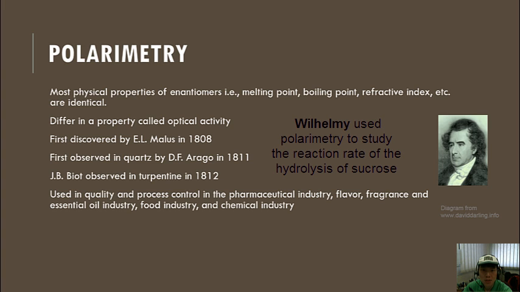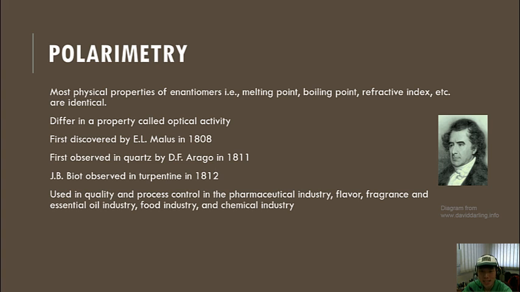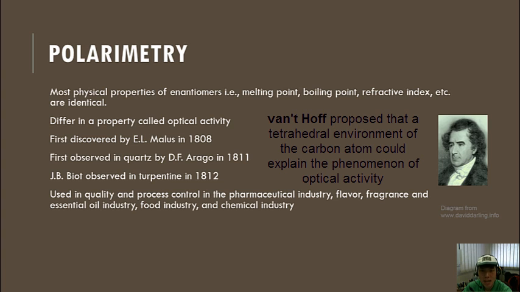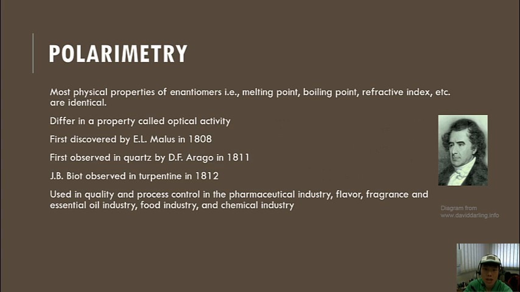Now, in 1850, Wilhelmy used polarimetry to study the reaction rate of hydrolysis of sucrose, and in 1874, Van 't Hoff, the guy from the Van 't Hoff equation, proposed that a tetrahedral environment of the carbon atom could explain the phenomenon of optical activity. And today, polarimetry is used routinely in quality and process control in the pharmaceutical industry, fragrance, flavor, and essential oil industry, the food industry, and chemical industry.